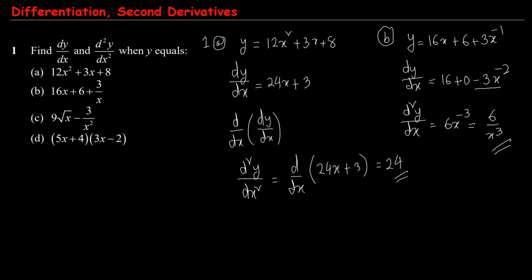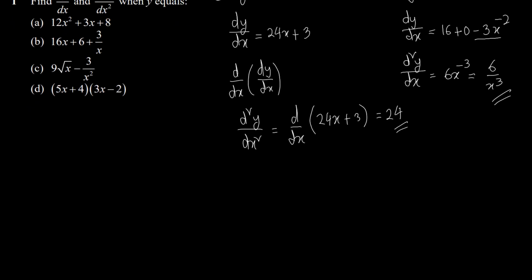So why are we doing the second derivative? Because we have some applications for doing the second derivative, especially for finding the maximum value, minimum value, stationary point. Then some other purposes we are going to use this. So let's go for this question C. We can write it 9x to the power half, and another term minus 3x to the power minus 2. That is the value of y given.